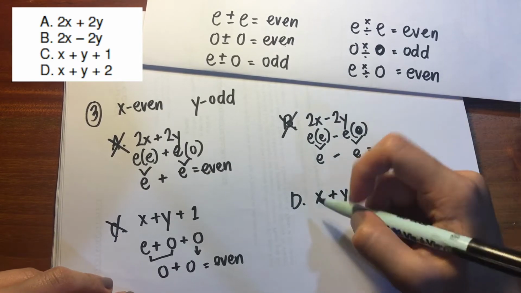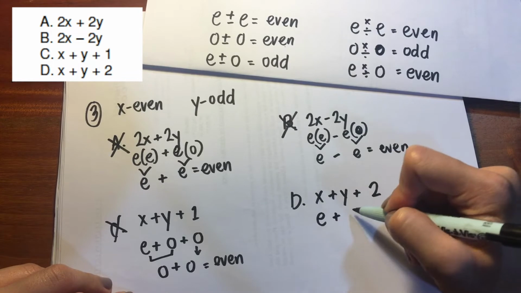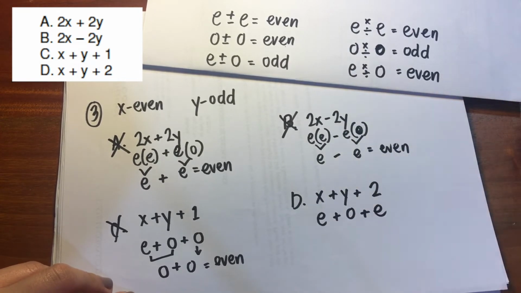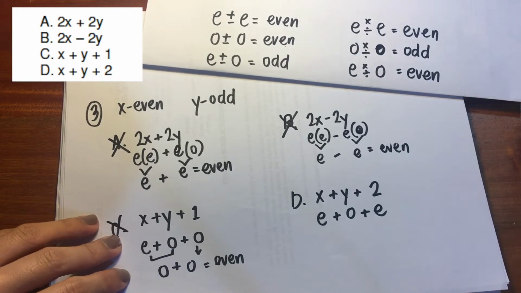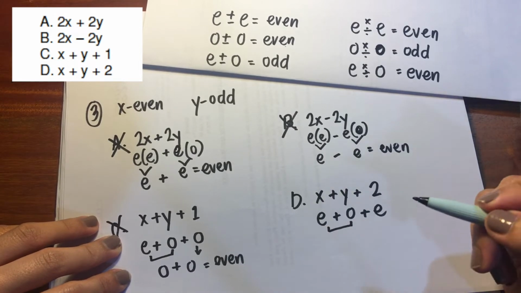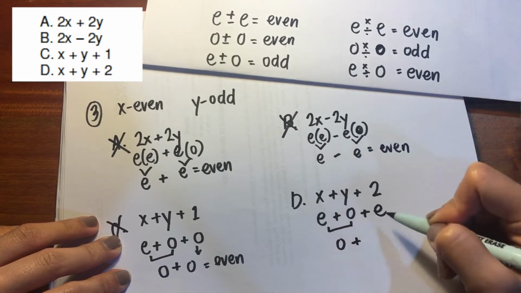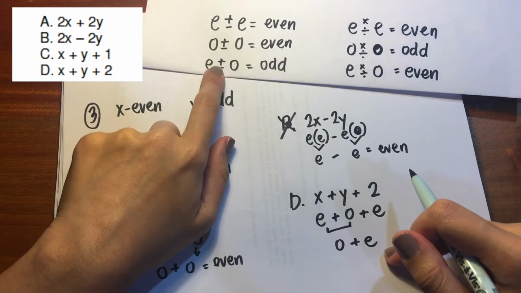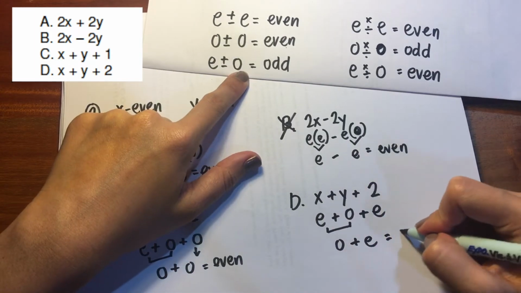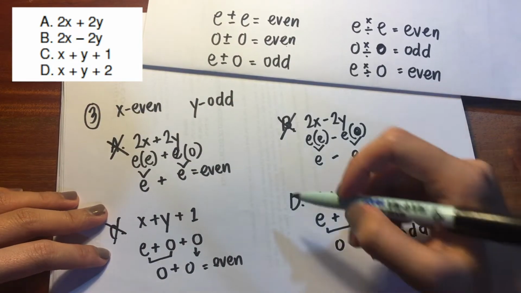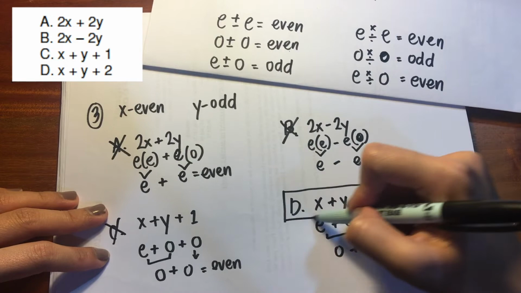So if x is an even number, plus y, an odd number, plus 2, which is an even number, let's check if this will result to an odd number. Even plus odd will give you an odd number, plus even. So odd plus even, or even plus odd, will also give you an odd number. So indeed, the answer is letter D.